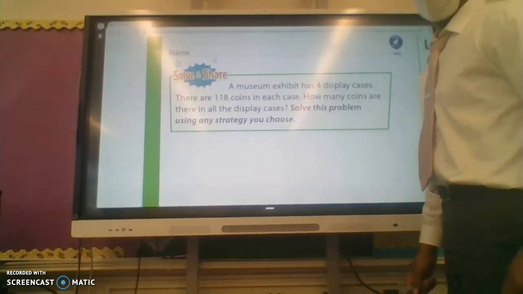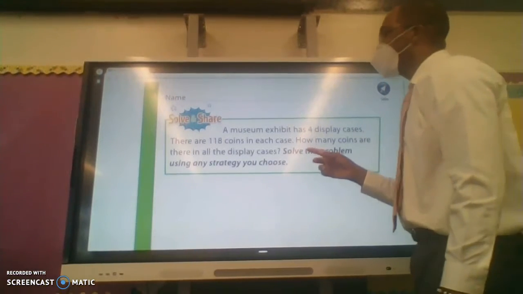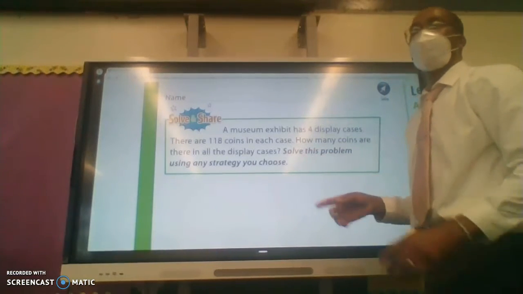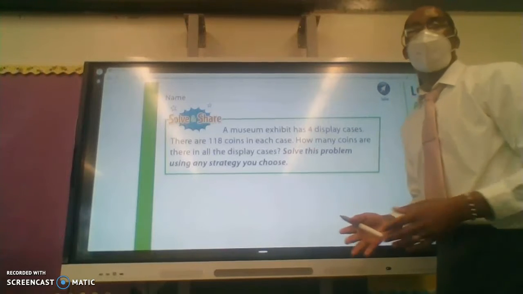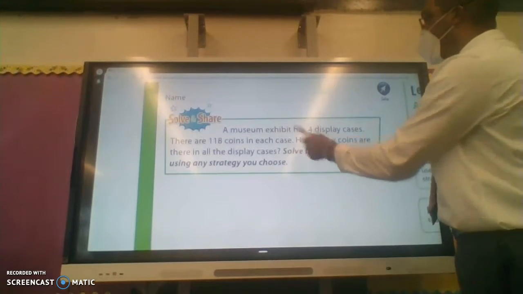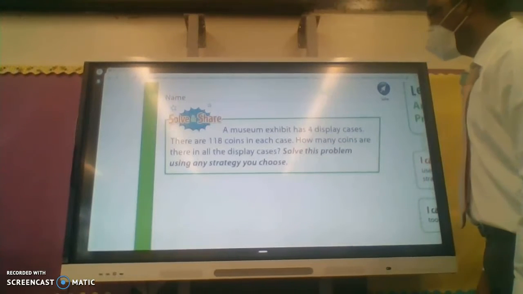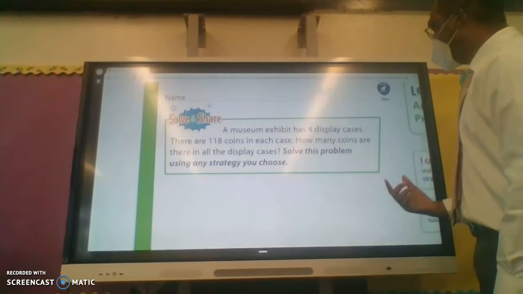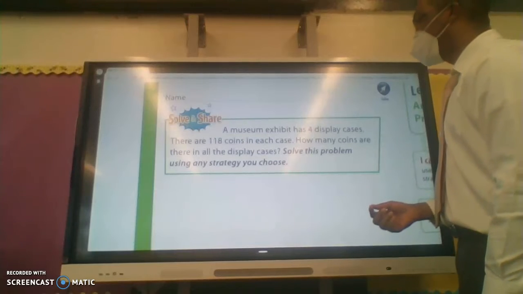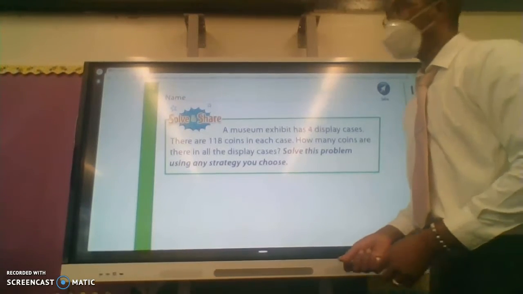Alright, so now we are going to discuss this problem, and you are going to try solving it on your own using any strategy that you want. Let's discuss this problem to make sure that everybody understands. A museum exhibit has 4 display cases. There are 118 coins in each case. How many coins are there in all the display cases?